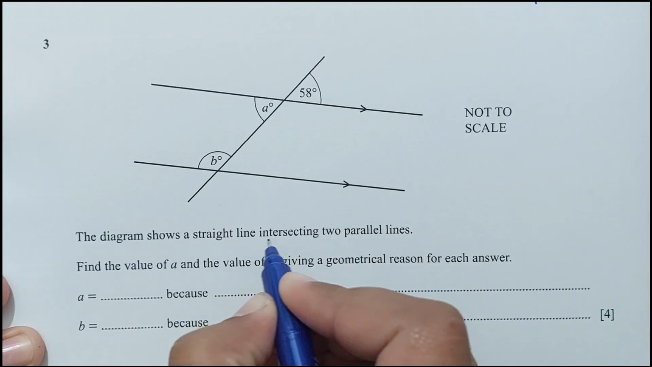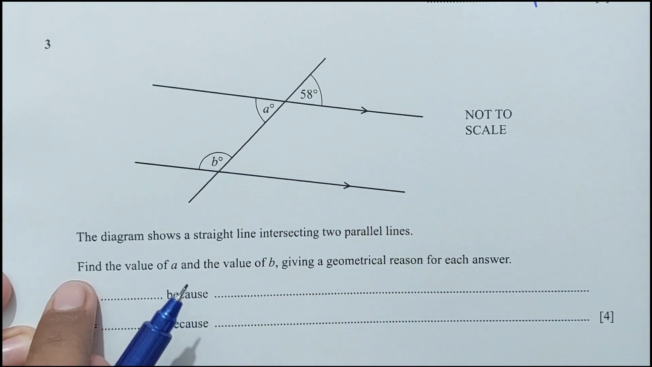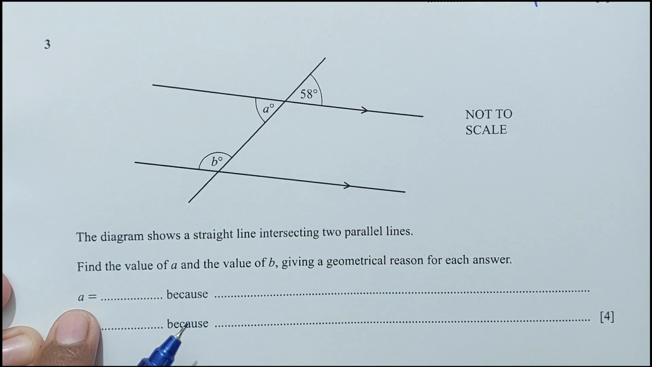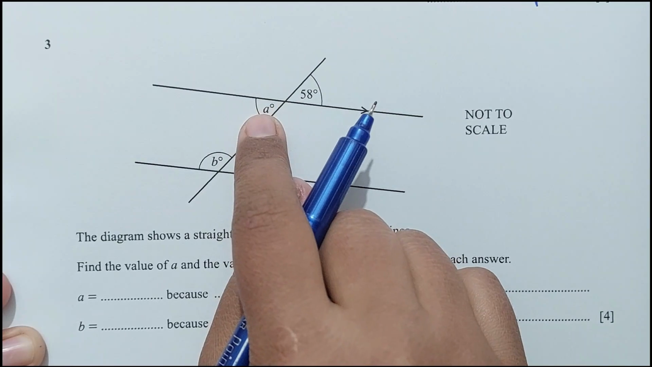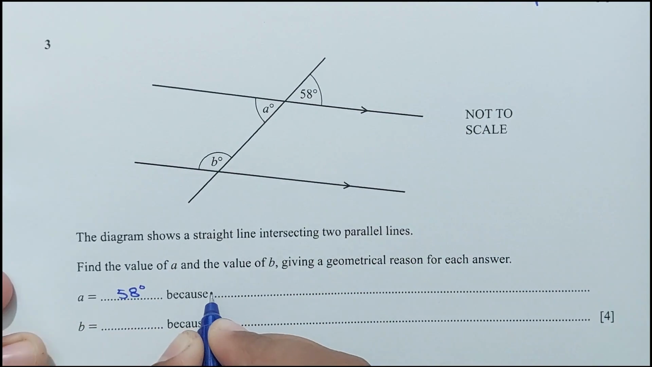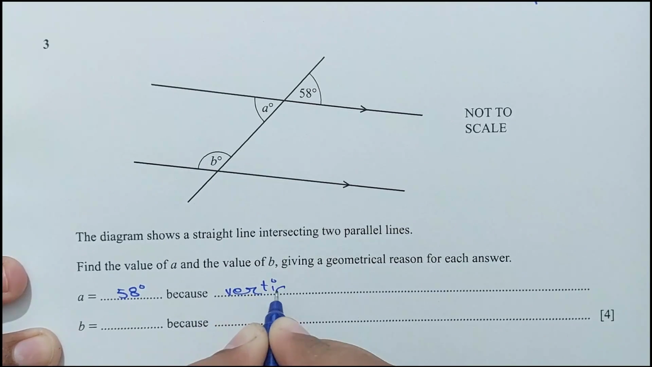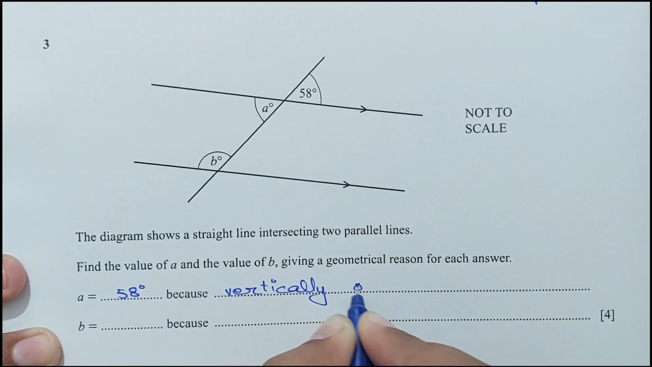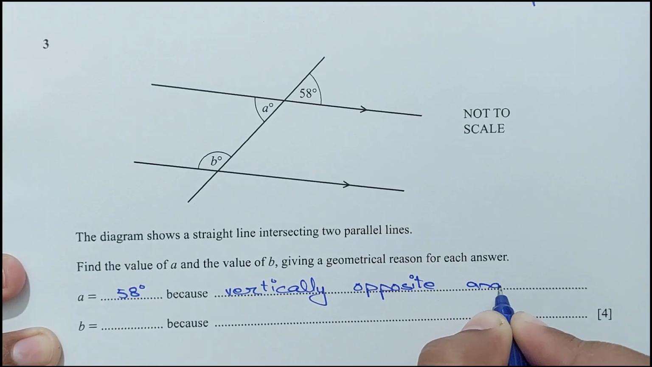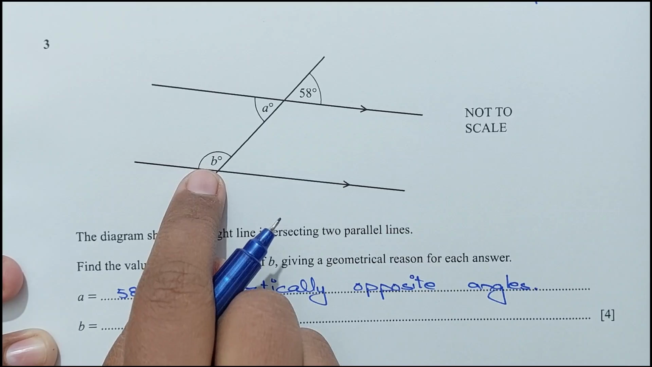Question number 3. The diagram shows a straight line intersecting two parallel lines. Find the value of A and the value of B, giving a geometrical reason for each answer. For A, these two are vertically opposite angles, so they are equal. So A is 58 degrees because they are vertically opposite angles.